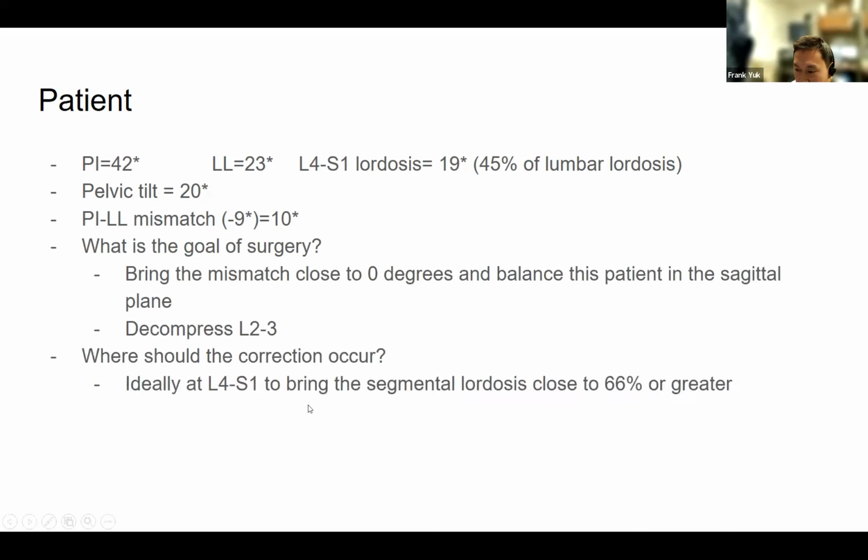Ideally, this correction should occur at L4 to S1 to bring the segmental lordosis closer to 66%, because currently his L4 to S1 segmental lordosis of 19 degrees is only 45% of his total lumbar lordosis. And so he's currently mismatched. So if we can get the 10 degrees of correction at L4 to S1, then we can bring the segmental lordosis closer to 66%.